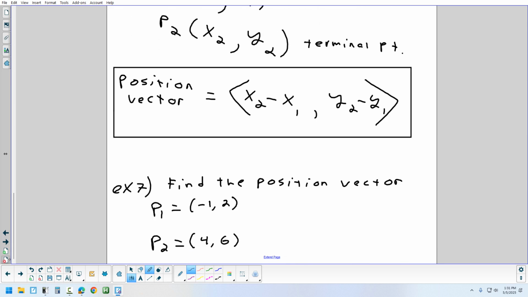Okay. So let's figure out the position vector. So start with your formula.